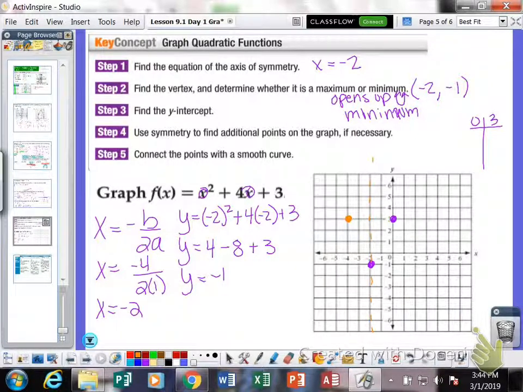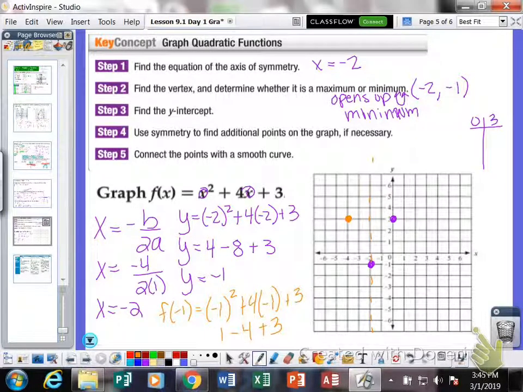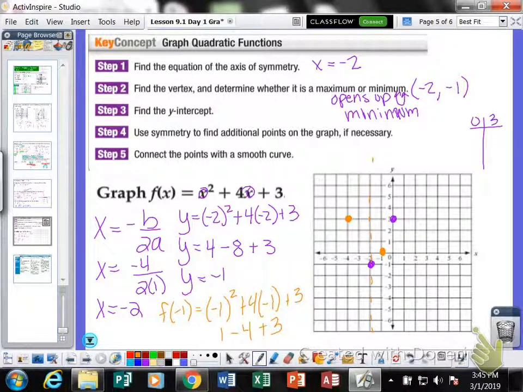We could try another number just to see how this graph goes, because it looks like a V more so. Some people think of it as a reindeer. But we can see where this goes. Let's try negative 1. If I put negative 1 in, f of negative 1, I get negative 1 squared plus 4 times negative 1 plus 3. So I get 1 minus 4 plus 3, which is 0. So right here. And then equidistant on that side.